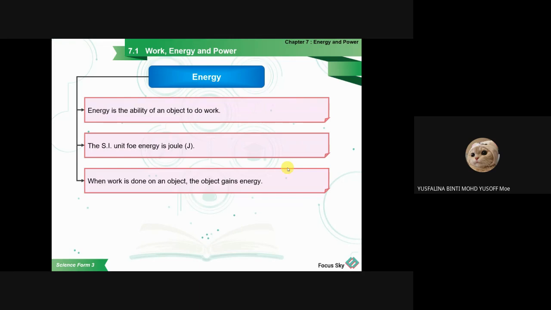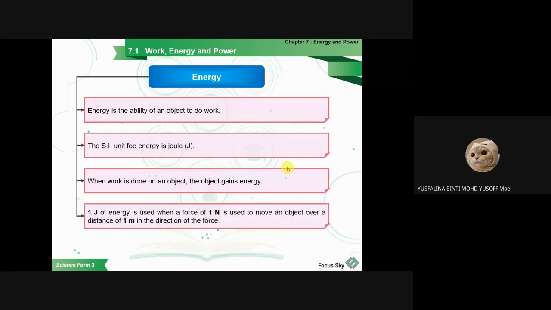When you try to push the box, in your body you have chemical energy, which comes from the food that we eat. Then we push the box, so there is an energy transfer. The energy transferred is from the chemical energy in our body, and it transfers to the box, and the box has kinetic energy. So then the box will be moved.